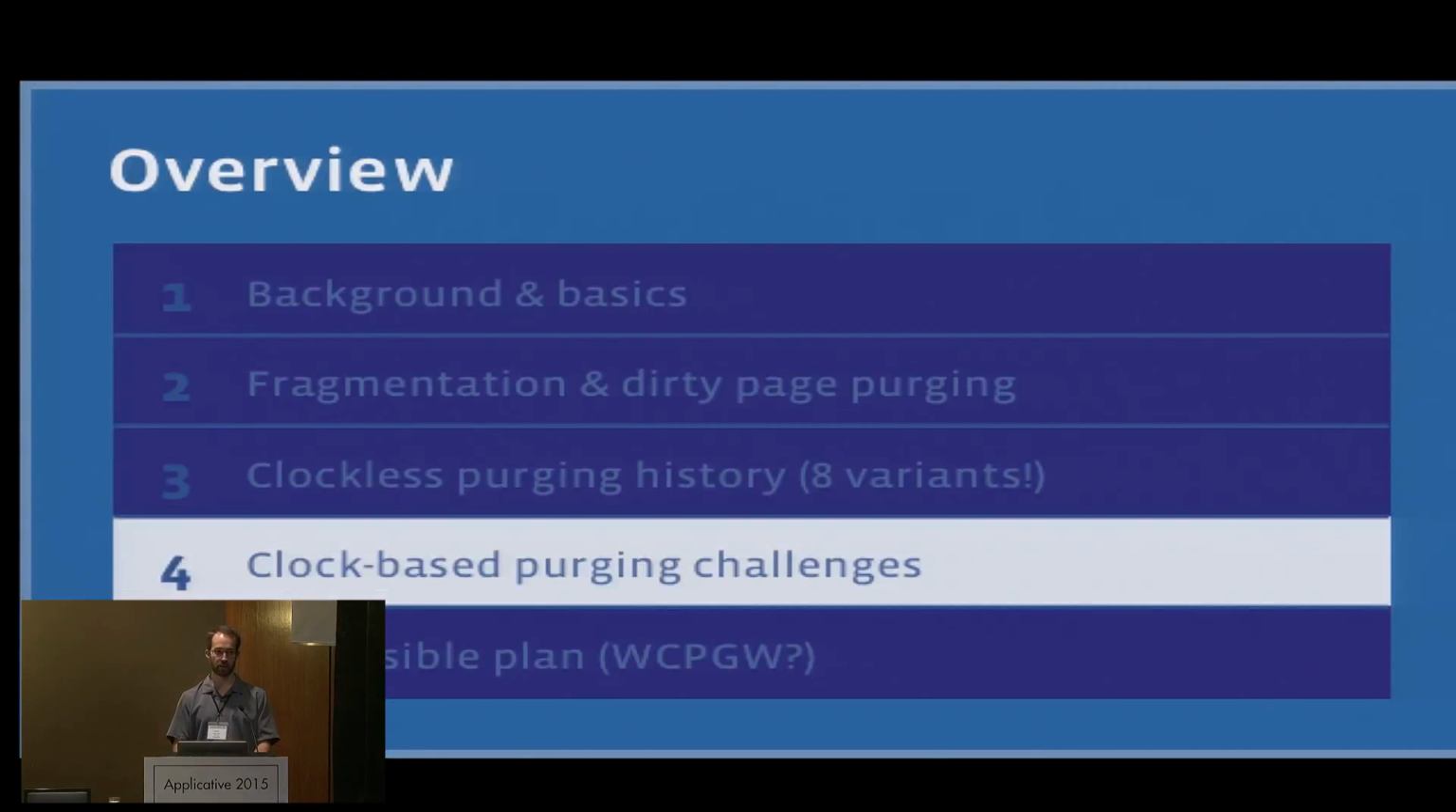I mentioned that Ben Maurer had an intern who did a project where he did the dirty LRU purging. He also worked on doing clock-based purging. He had a nice prototype that I'll show you, kind of what we expected and what we learned from it.